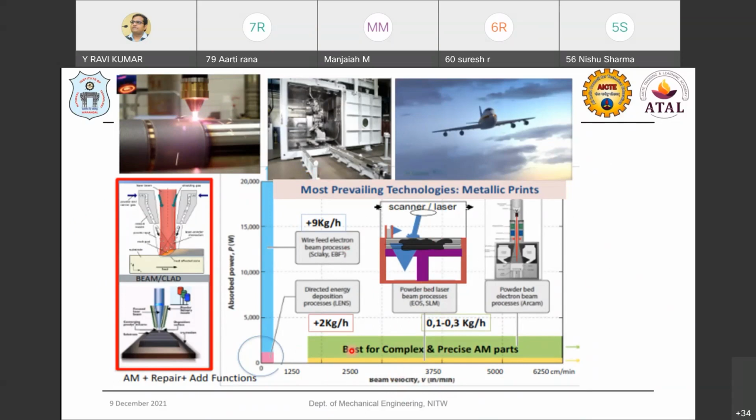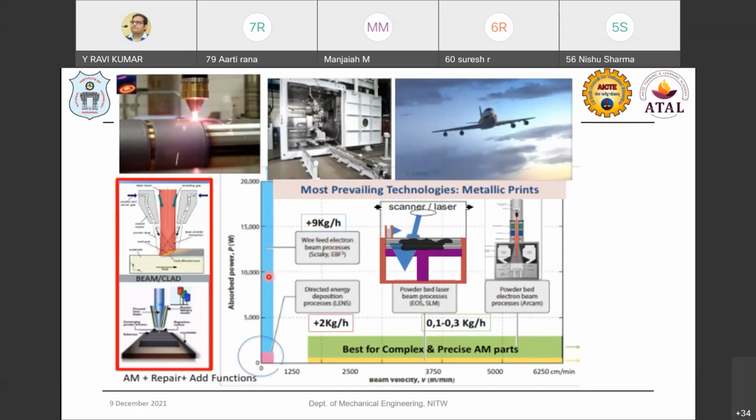And when you compare all these metal additive manufacturing processes used to make metal parts in metallic printers, you see the wire feeding technology, direct energy deposition technology, powder bed EOS, as well as powder bed EBM technology. You see the deposition rate is much higher in the case of the WAAM process, because we are using a wire feeding technology instead of powder. We have a high deposition rate, 9 kg per hour, that we can melt and deposit with the WAAM process.